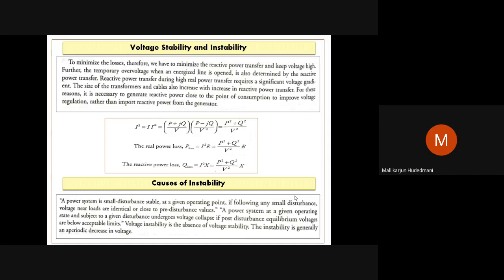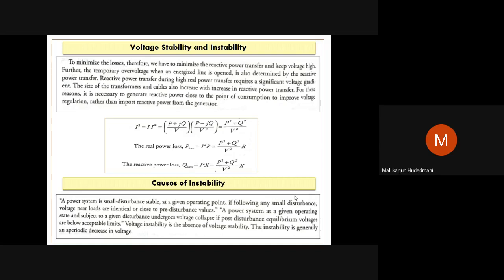So this complex I square will help me to get I square R and I square X. Most of the numerical problems are inductively dominated. Preferably, I'll be using I square X only, not I square R. Okay. Then, what are the causes of instability?